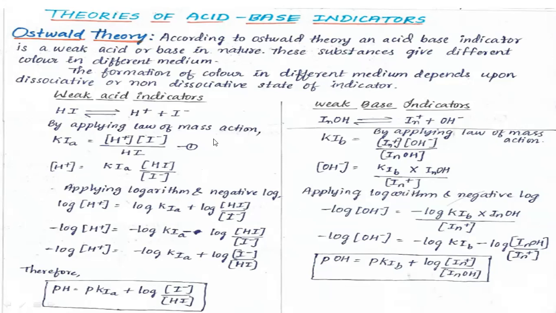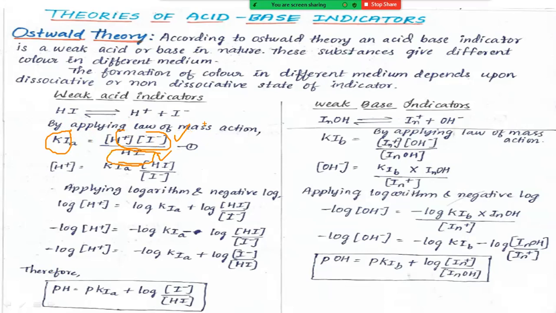According to the law of mass action, here we are calculating the K value. So what is the K value? K is the dissociation constant, right? How are we calculating it? K equals H plus into I minus, which are the products, divided by HI, the reactants. So K equals the active masses of products divided by the active masses of reactants, right?